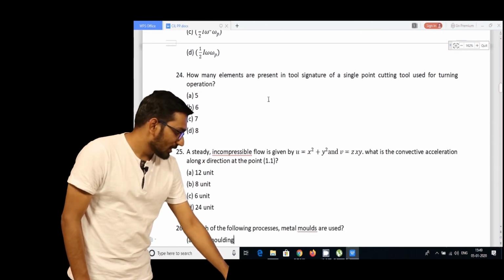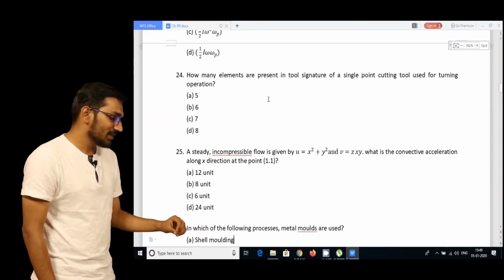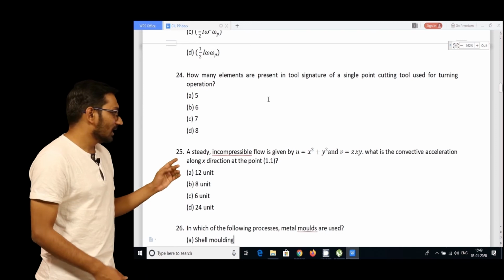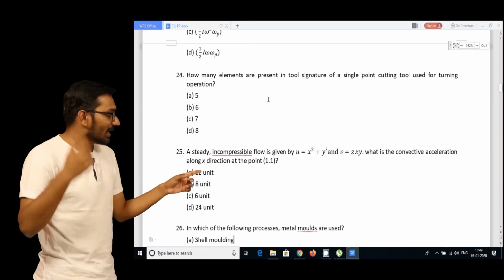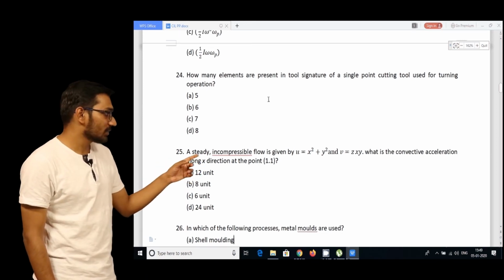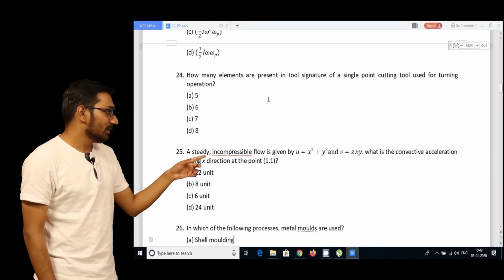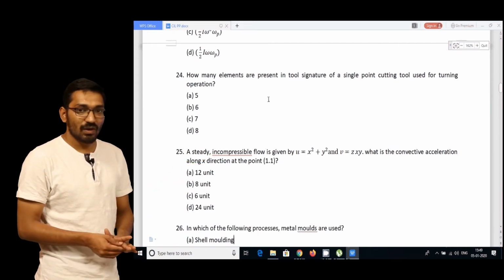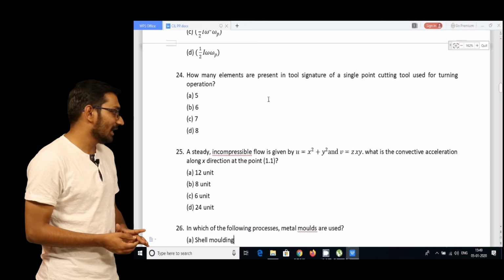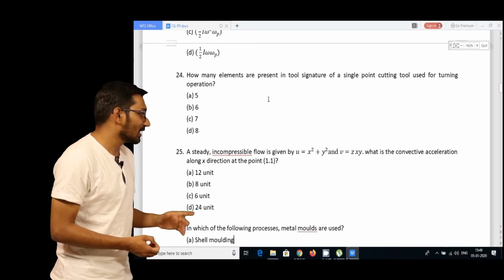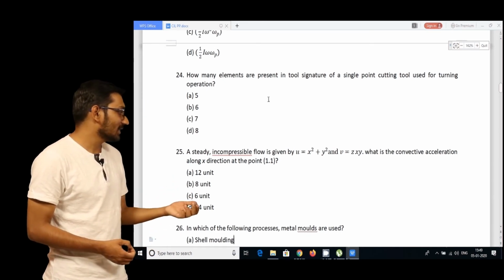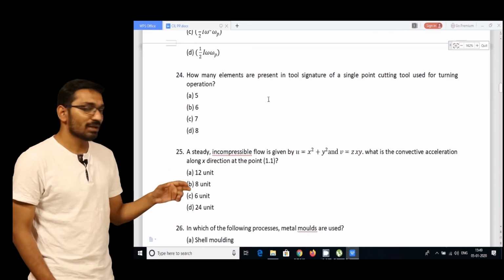Next, a steady incompressible flow is given by the x direction velocity. u is the x component of velocity, which is x square plus y square, and v is the y component of velocity, that is equal to zxy. So he is asking what is the convective acceleration along the x direction at the point 1, 1.